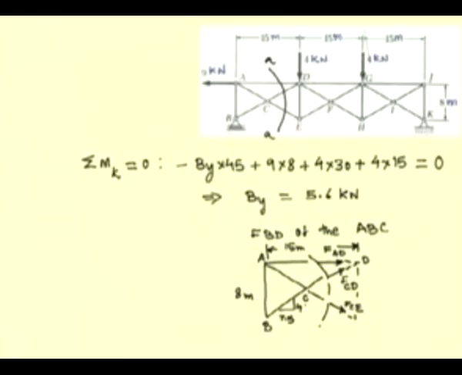So, let us write the equilibrium equations from this free body diagram. Since we have seen that the forces are concurrent, like the forces FAD and FCD are concurrent at D, these two forces are concurrent at C, and these two forces are concurrent at A, it is convenient to consider the moment equations.